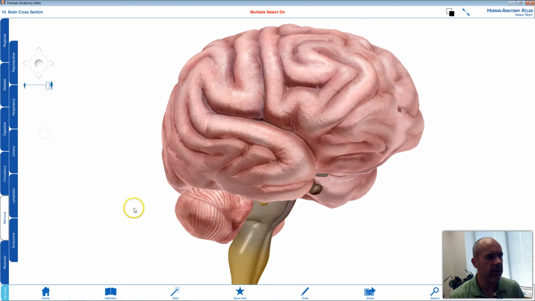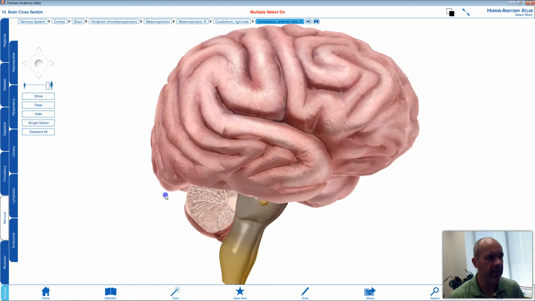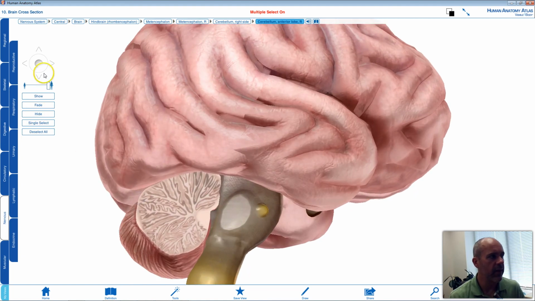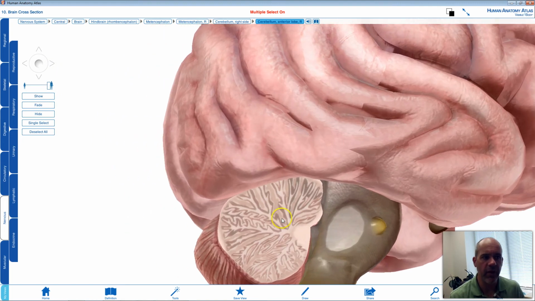Let me deselect all of those. Let me highlight one side of the cerebellum here and hide it. And notice when we cut it open and zoom in, the cerebellum has these darker areas colored in gray. That's the gray matter of the cerebellum, so you have cell bodies of neurons located in that area. And then the lighter colored areas are called the arbor vitae, which means tree of life, and that is the white matter of the cerebellum. Where you have white matter, you've got myelinated axons passing through, and those myelinated axons end up over in here.